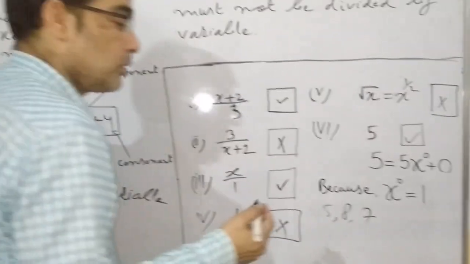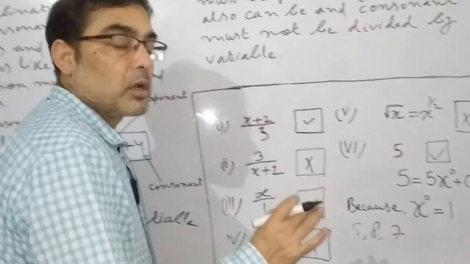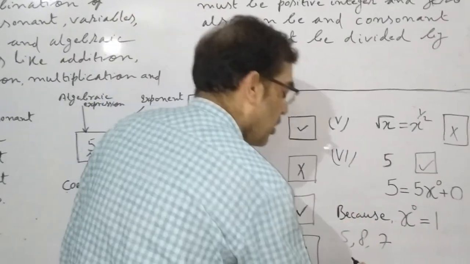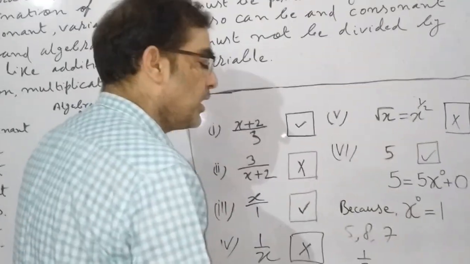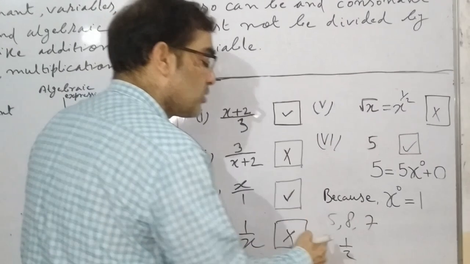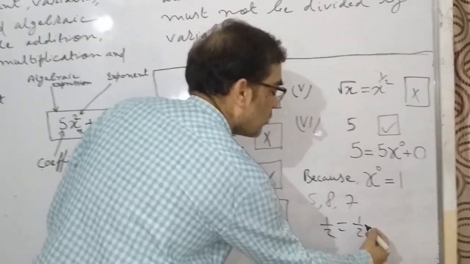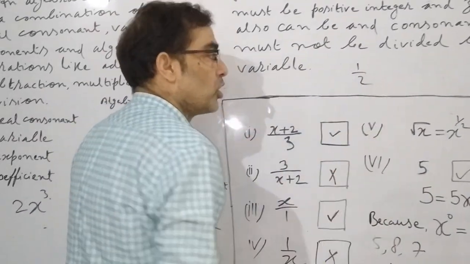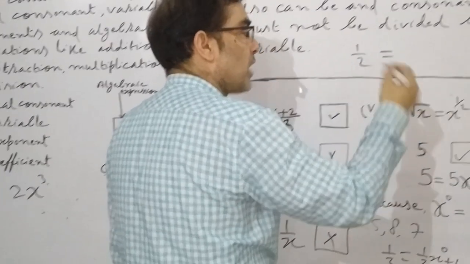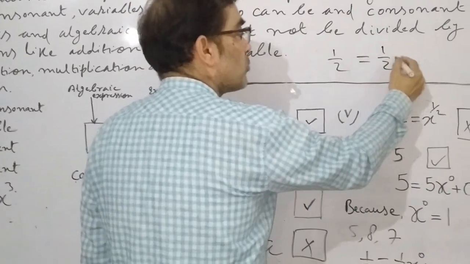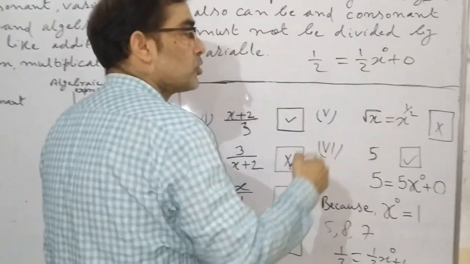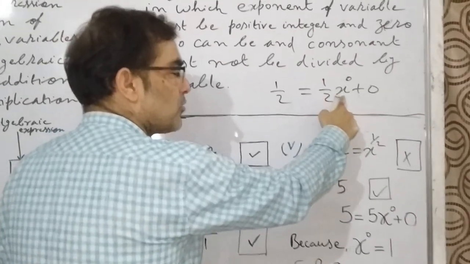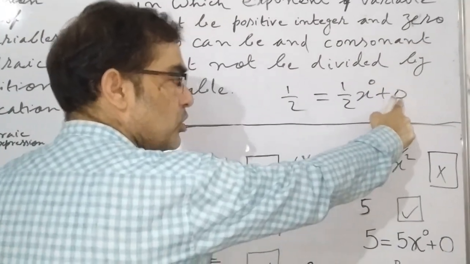And not only integers, but also every real number. Whether they are negative, positive, or fractions, every real number is a polynomial. 1 by 2 is also a polynomial. Why? Because we can write 1 by 2 as 1 by 2 x to the power 0 plus 0. So you will see here everything you found. 1 by 2 is the coefficient, x is the variable, 0 is the degree, and the other 0 is the constant.